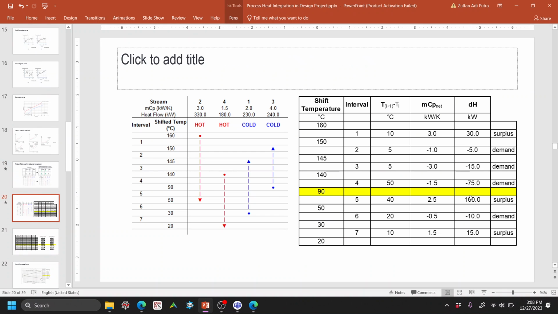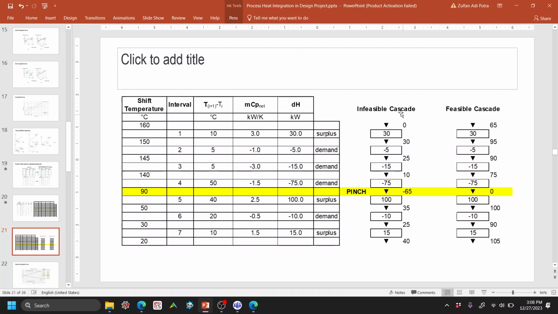With that, you can then calculate the whole MCP. This is the minus 1 that I mentioned. Then you can calculate 10 by 3 is 30, 5 by minus 1 is minus 5, and so on and so forth. And then you can make a cascade. All of this will be done for you in the software. This is to let you know the basics behind it. So by the end of the day, this is the cascading.